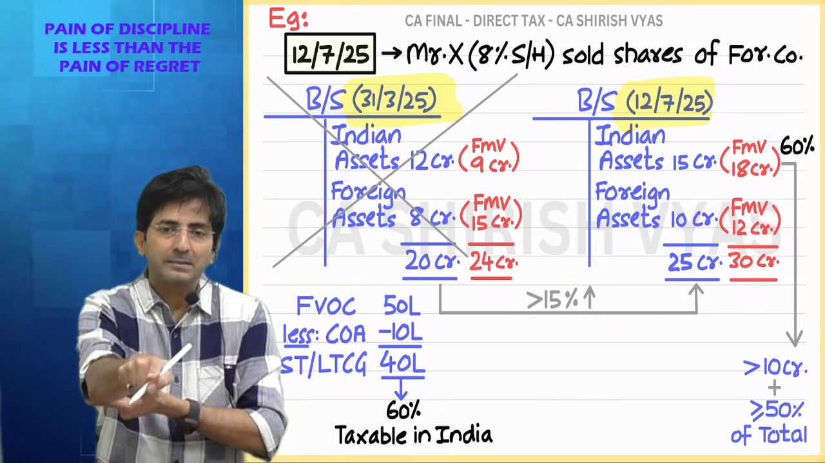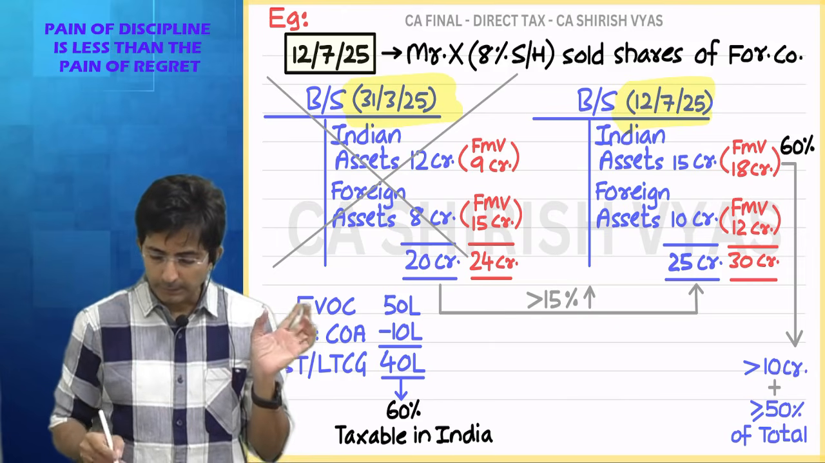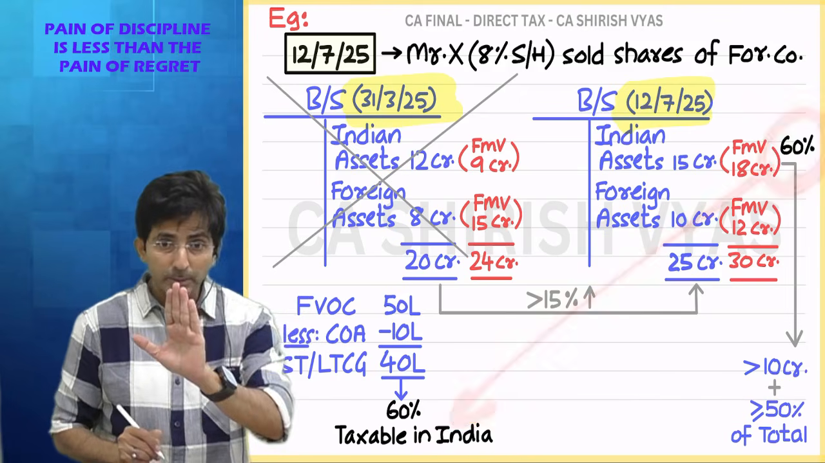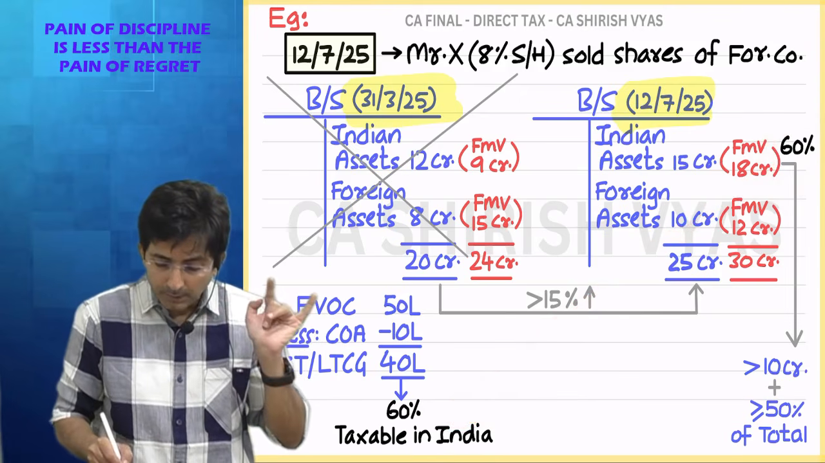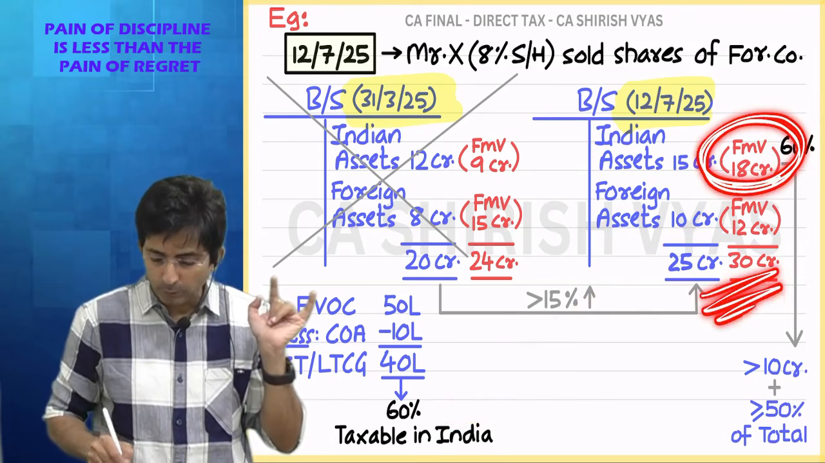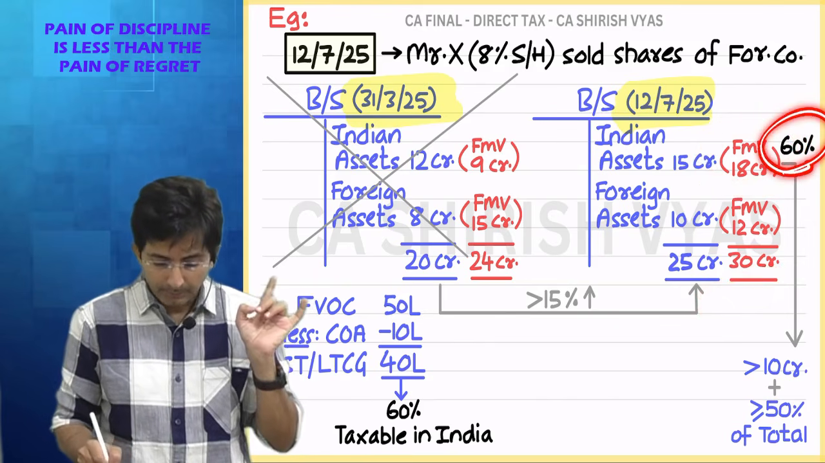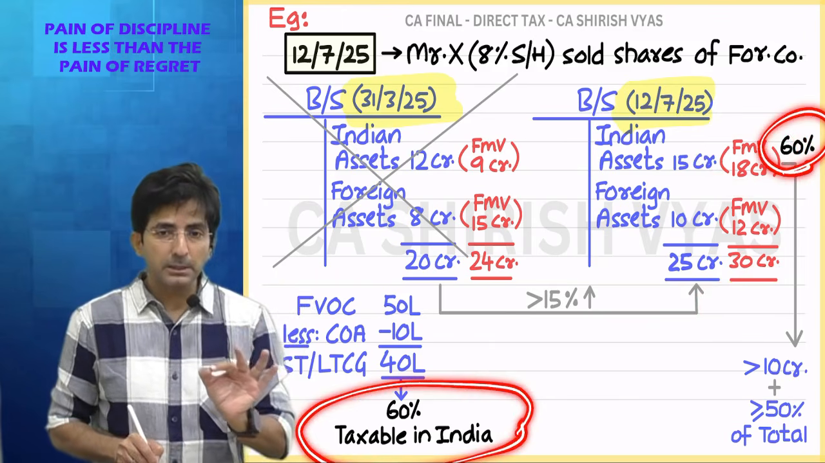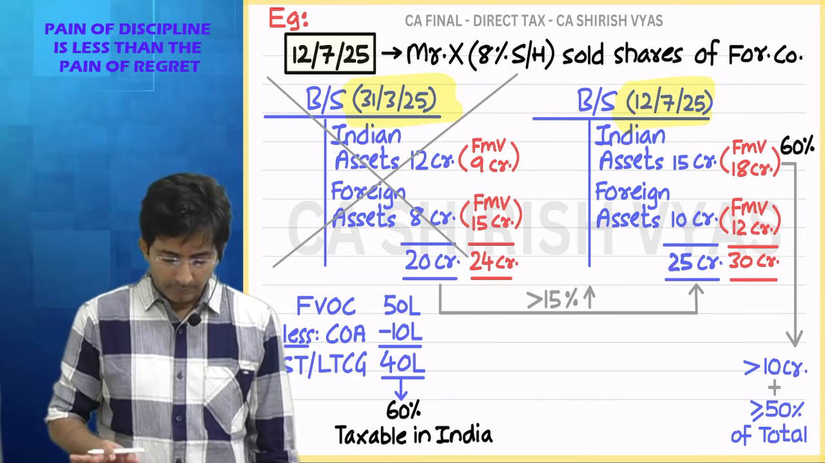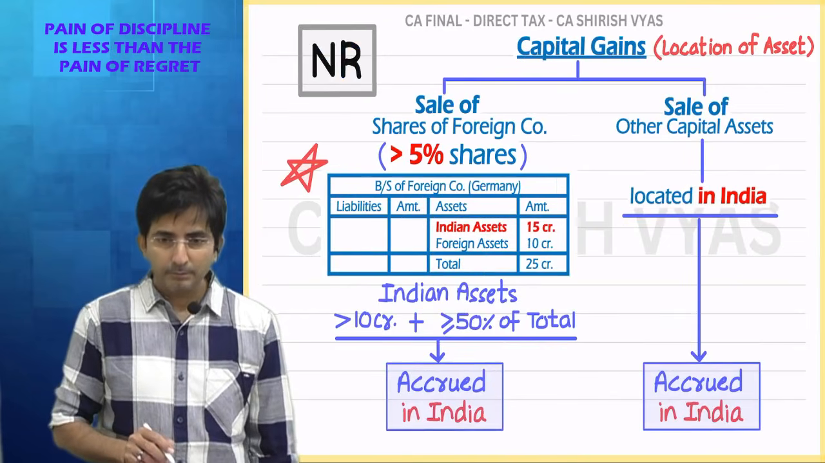Then see, if the conditions are satisfied, we will say capital gains accrued in India. India can tax, but India can tax the full capital gain or a proportionate part. It depends upon this 60%. In my example, it is 60% because the market value of Indian assets is 18 crores compared to the total market value of 30 crores. Because this is 60%, India can tax 60% of the capital gains. So this was one point in capital gains.